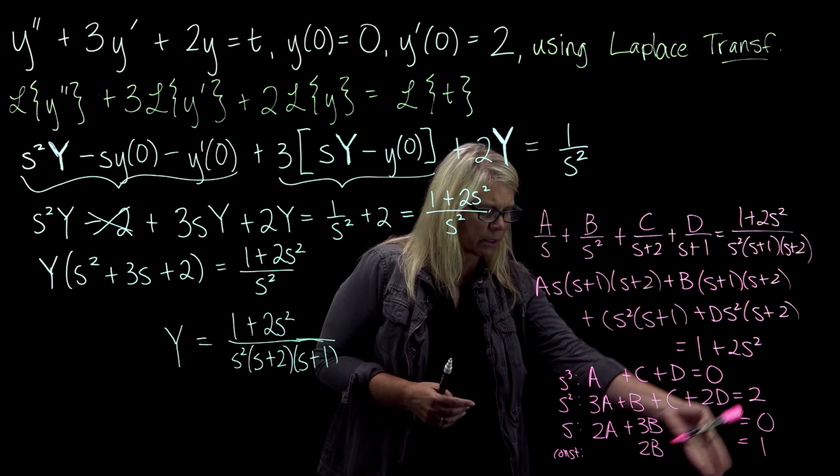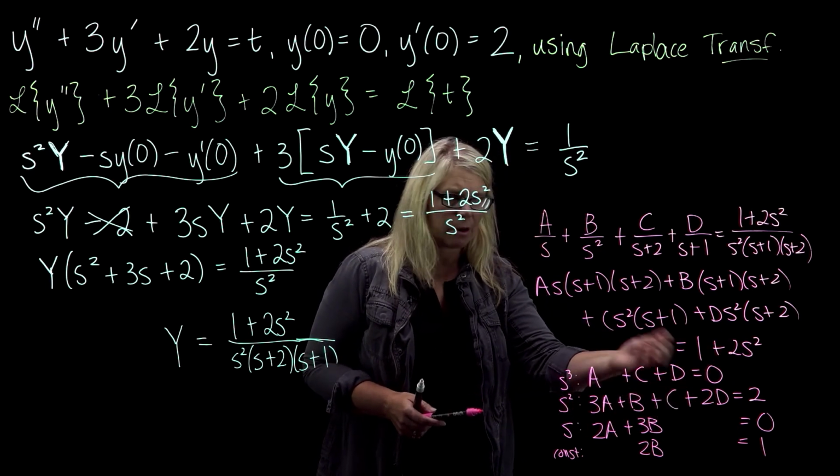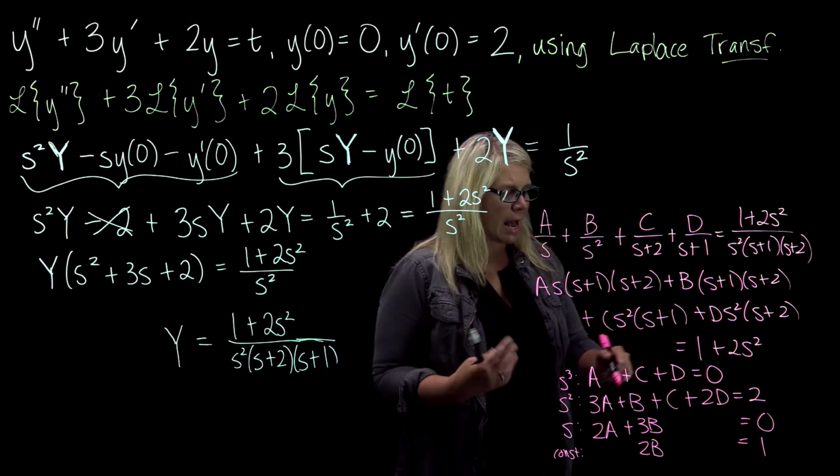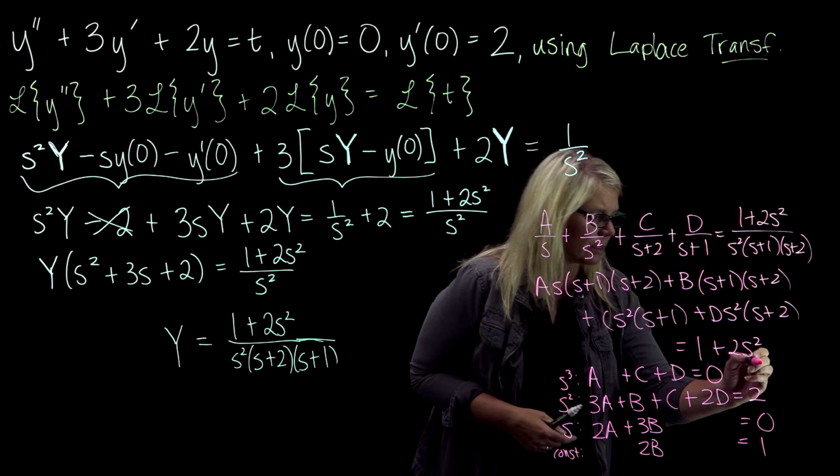B falls right out. Once you find B, you can put that in to find A. You've got a system of equations in 2 variables. You can solve that. Or you can use your matrix feature on your calculator to solve this system of equations.